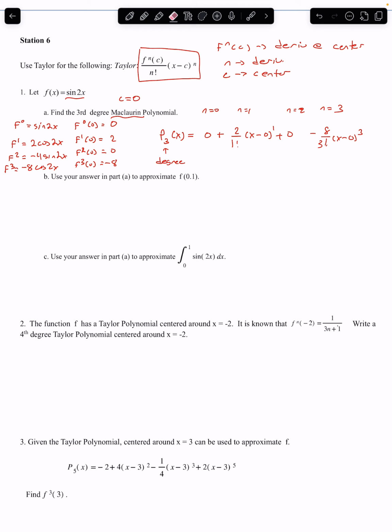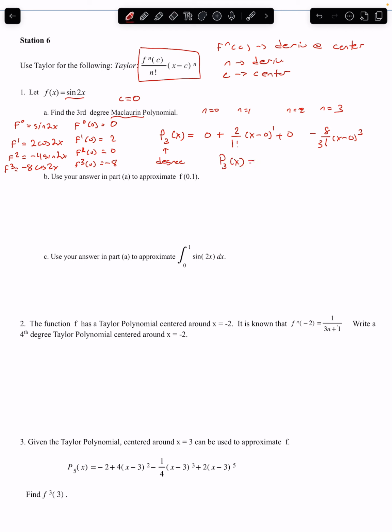Now, when I get my final answer here, we can simplify this. P sub 3 of x is just going to be 2 over 1 factorial, just x to the first, minus 8 over 3 factorial, x cubed. And that would be our polynomial. You can clean this up a little bit more by just saying it's 2x minus 8 over 3 factorial x cubed. And that would be our Taylor polynomial.